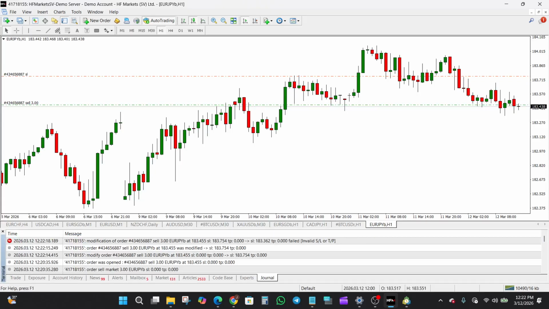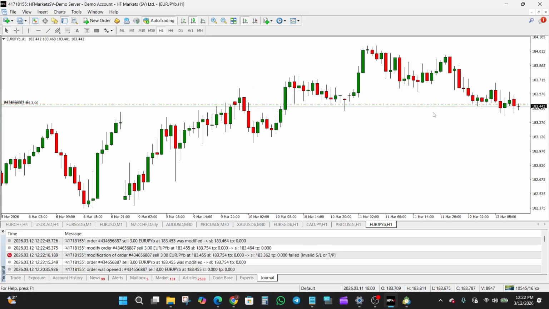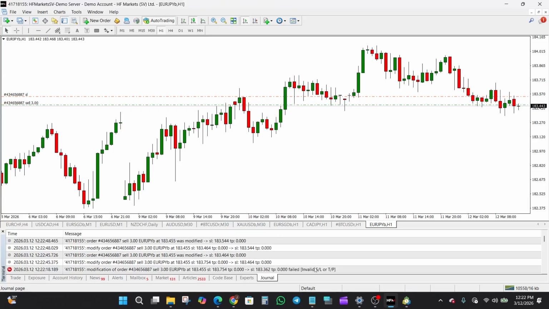Now, one of the main causes of this is the stop distance. Many brokers require a minimum distance between the current market price and the stop loss or take profit levels. So if your stop loss is too close to your entry and your broker does not permit that, you might get the invalid stop loss. In the case of take profit, similar thing. Maybe your take profit is too close to your entry, you might get the invalid error. So you just have to adjust the level slightly further from the current price.